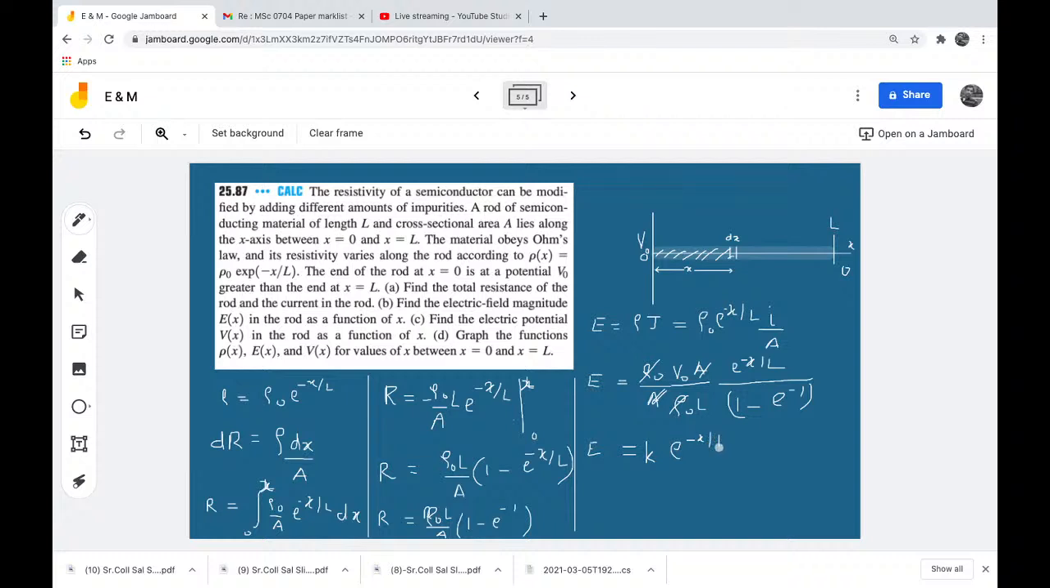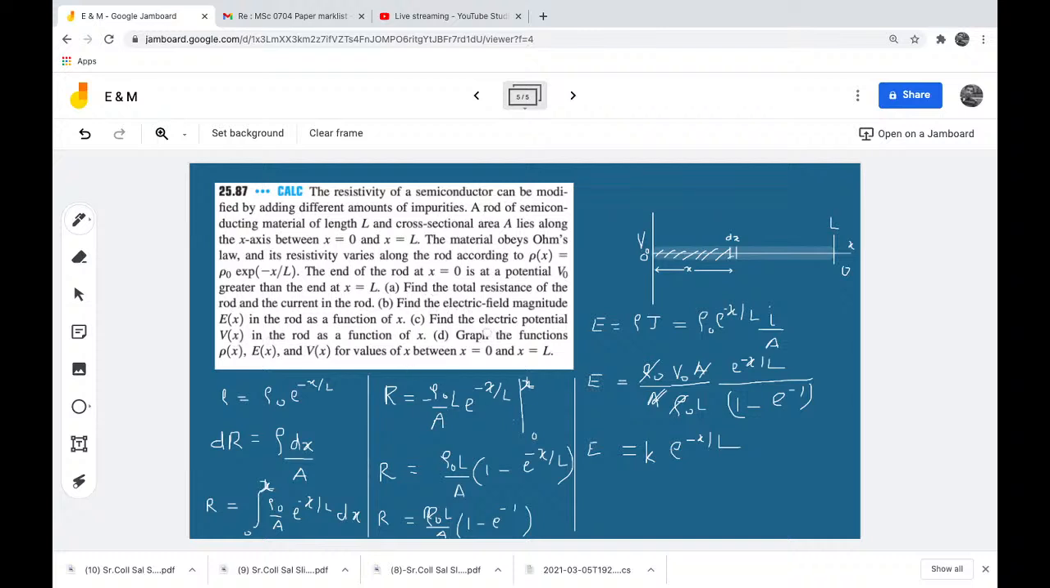So this will help you to plot a graph for the third D part. Graph the functions rho x. So rho x, you can see this is the rho x graph. We have already seen if x is equal to 0, then rho is rho 0. If x is equal to L, rho is rho 0 by e. So that means it will drop exponentially. Similarly, you can plot the graph of R and E.